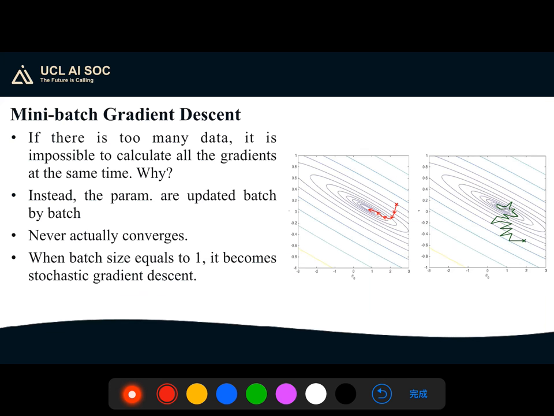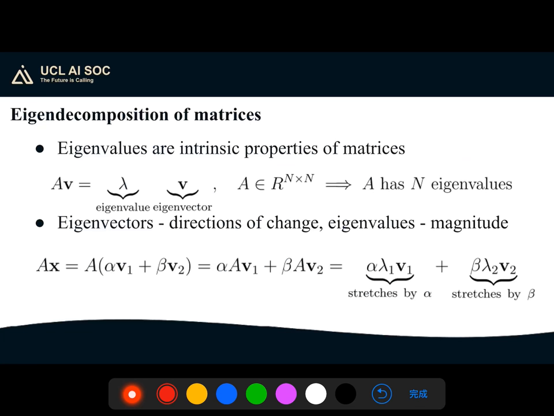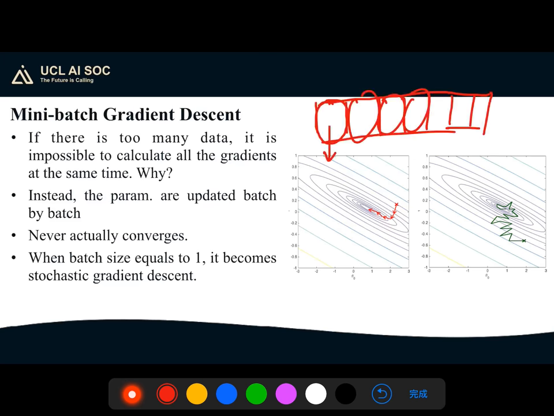So as an alternative, we can use batch gradient descent. That means we split the data set into segments. And we train the model, or we update the parameters, batch by batch. Every time we only use a part of the whole data to train our model and update the parameters. That is more feasible. Okay?